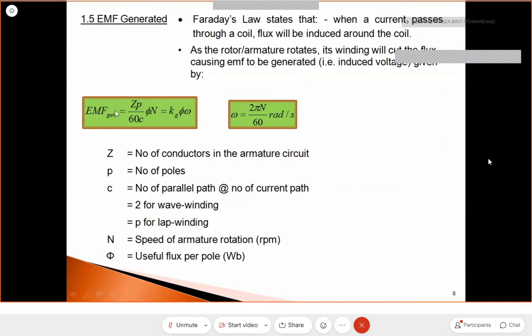Kita guna formula E = ZP over 60C times flux times N, or equal to Kg flux omega. Kg ni is the constant lah. And omega is the speed in radian per second. And Z ni is number of conductors in the armature circuit. P is number of poles. C, number of parallel paths or number of current paths. And C equal to 2 for wave winding.